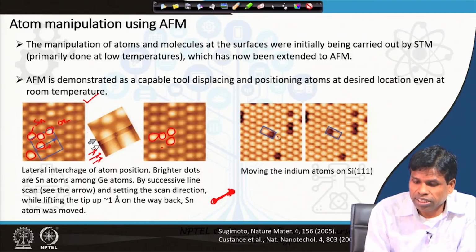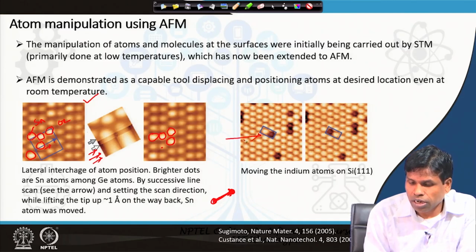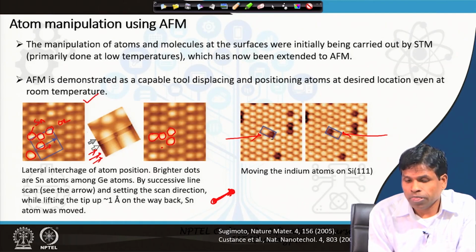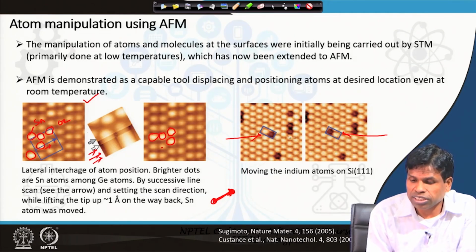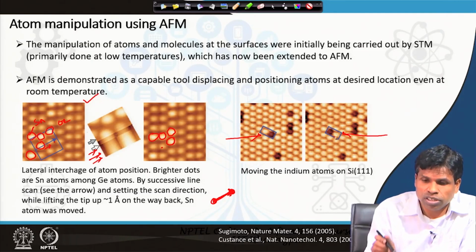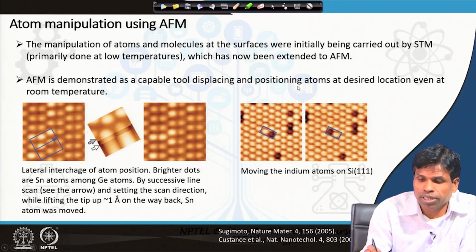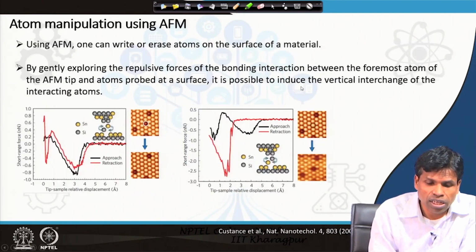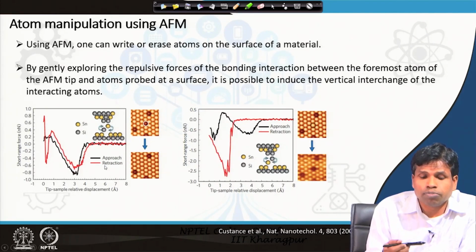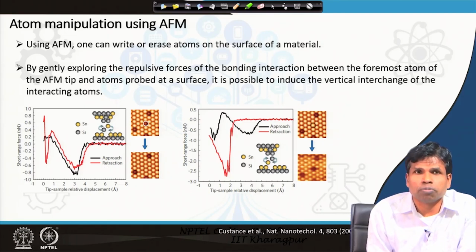Another example here, the movement of indium atoms on the silicon surface, how they interchange position. The indiums are darker and the silicon atoms are brighter. The indium position changed as you see inside the square box. In this way atom position can be changed by using the AFM tip. Another example here, one can replace or displace, or one can write or erase by using the AFM tip.